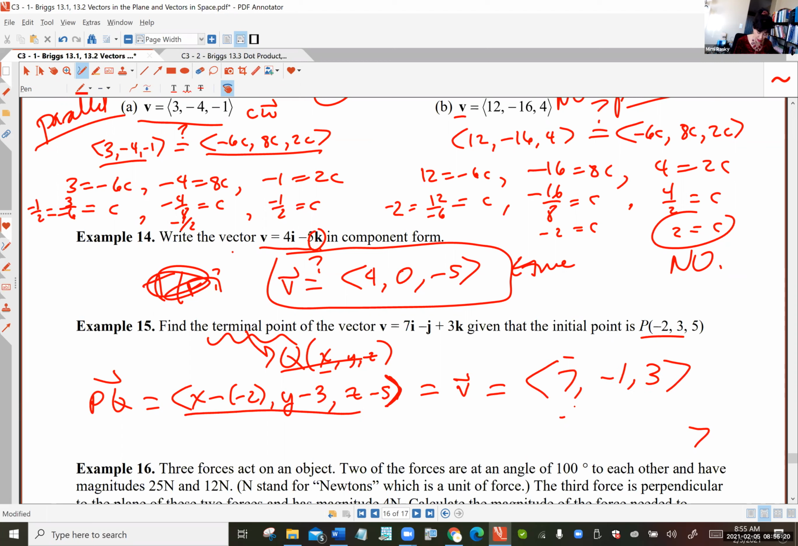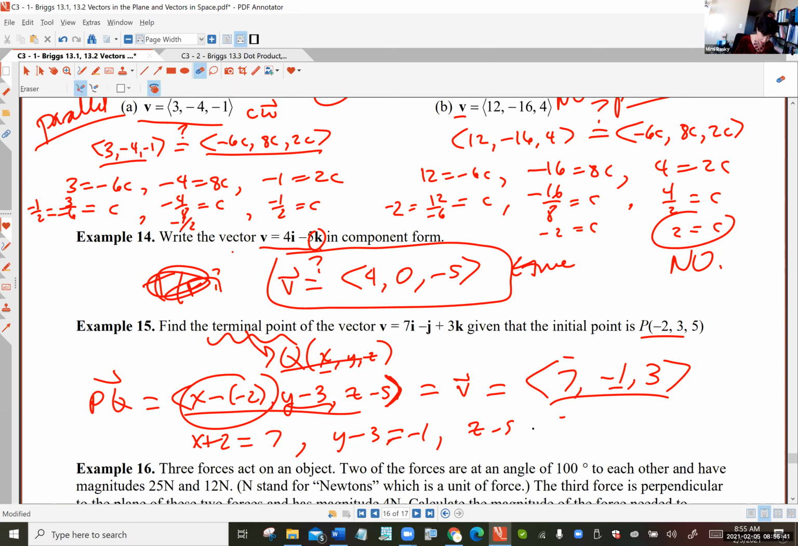So if this vector on the left has to equal this vector on the right, we just equate the components. So X minus negative 2 is X plus 2, and that had better equal 7. Y minus 3 had better be the same as the Y component over there, negative 1. And the Z components have to match. Oops, I keep putting commas when I mean equal, sorry. And then you just solve for X, Y, and Z with these three little equations.